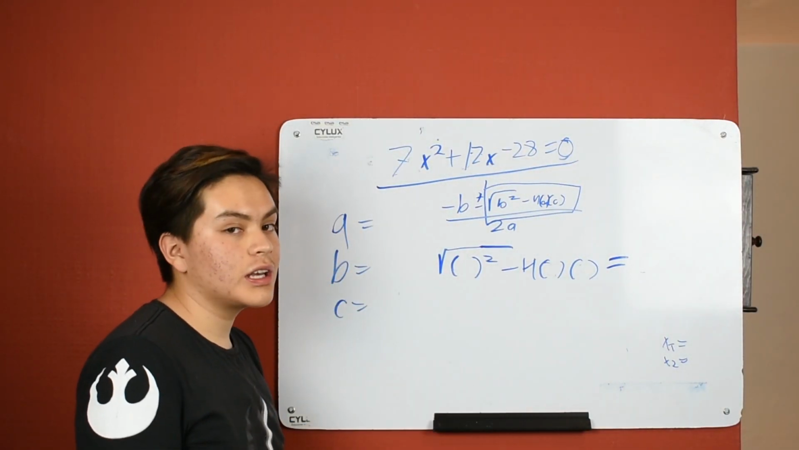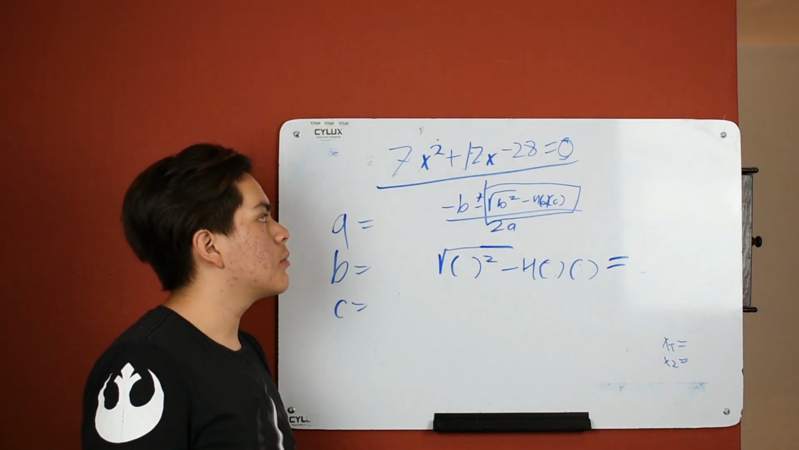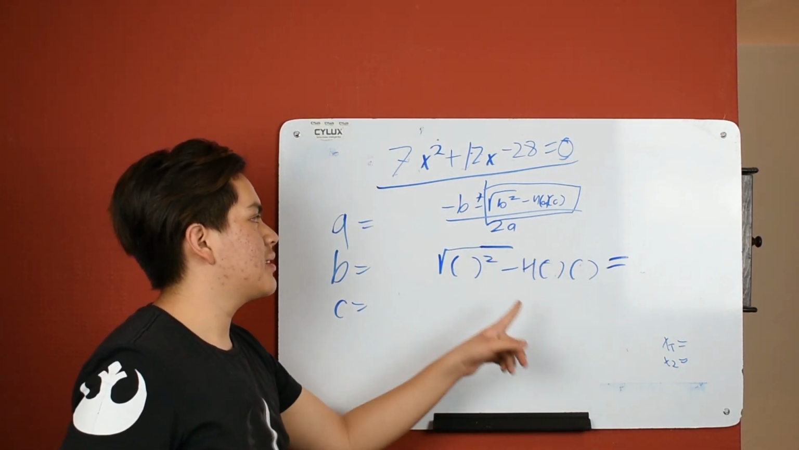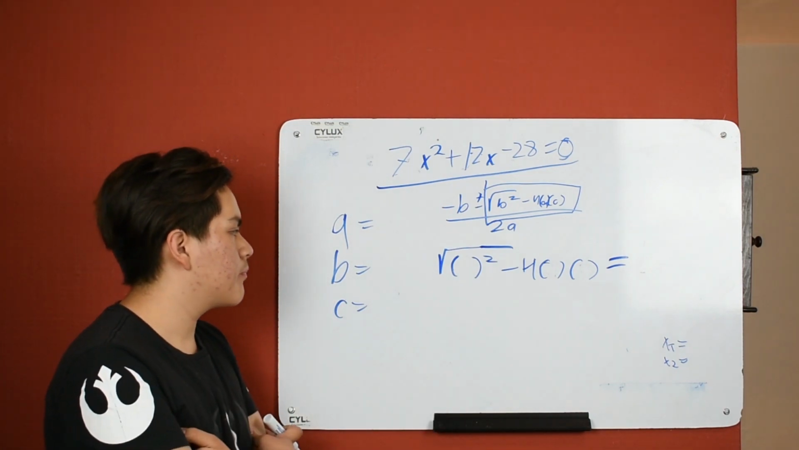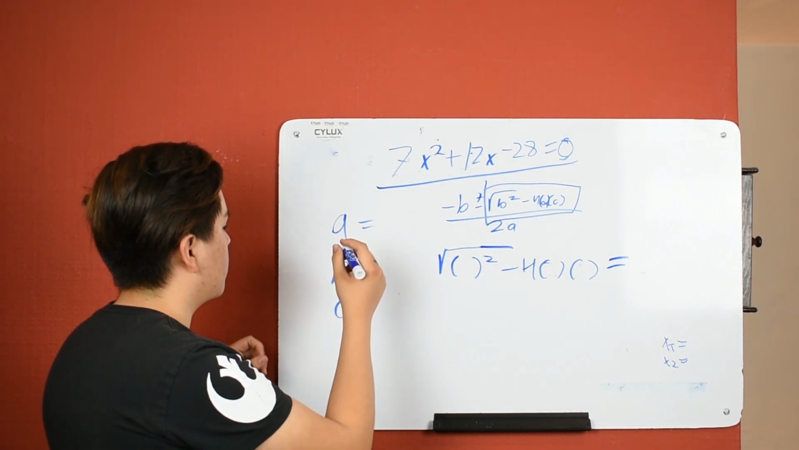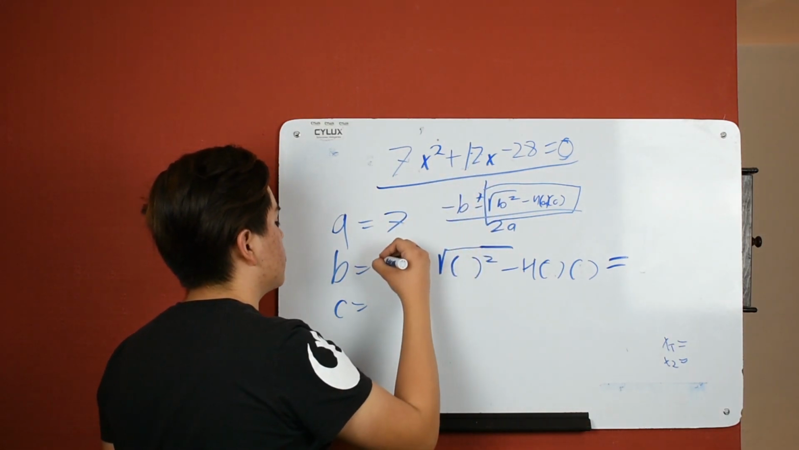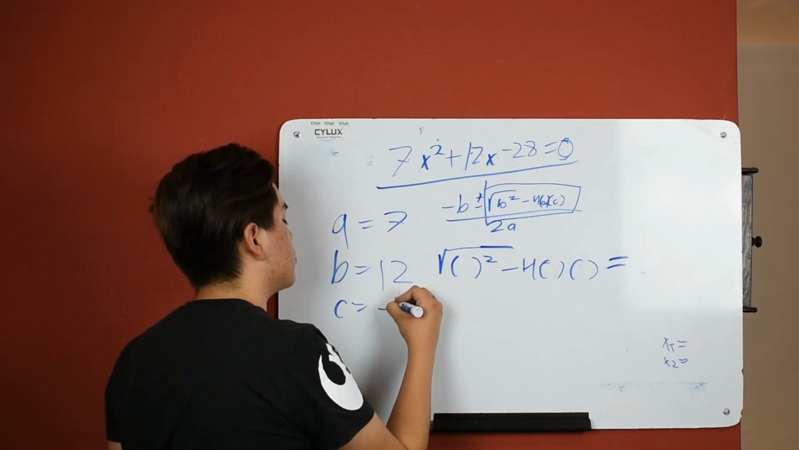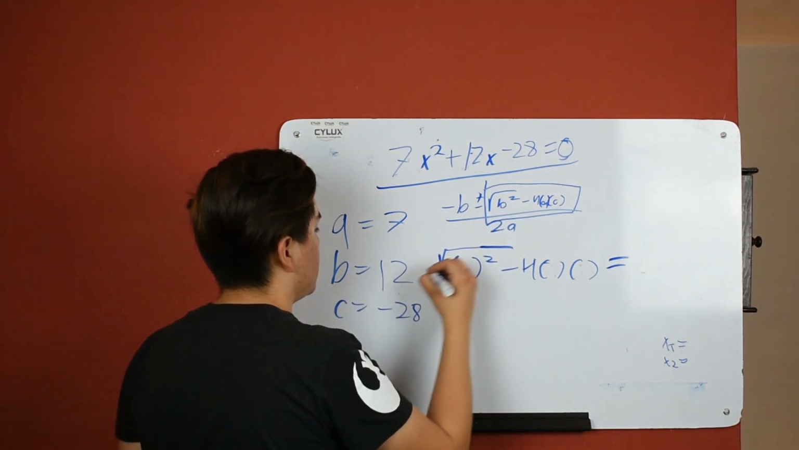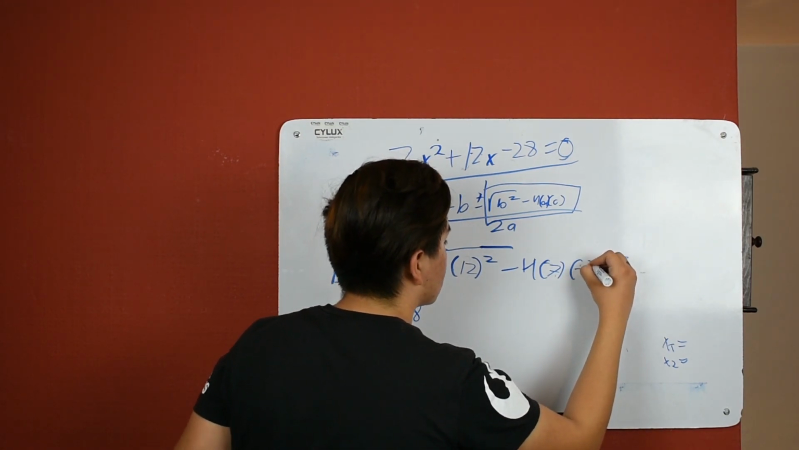So we have another example that says 7x squared plus 12x minus 28 is equal to 0. So replace with the formula. We have that A is 7, B is 12, and C is minus 28. Replace the letters. First we have B. B is 12, A is 7, and C is minus 28.